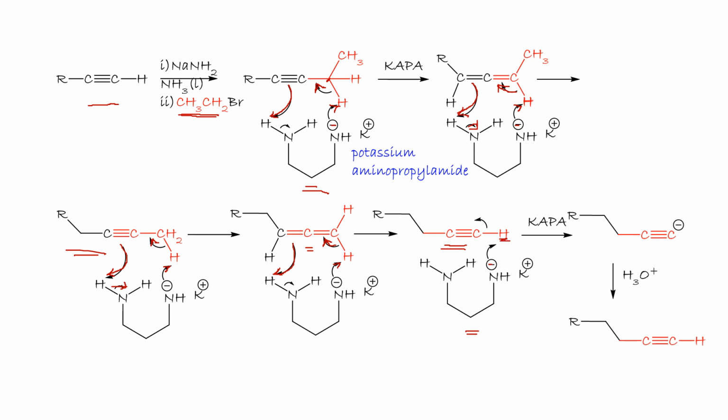This is a very strong base, and the terminal alkyne is acidic. So we get the acetylide, and to stop the reaction, we have to add acidified water to get the desired compound. They call this the alkyne zipper reaction.